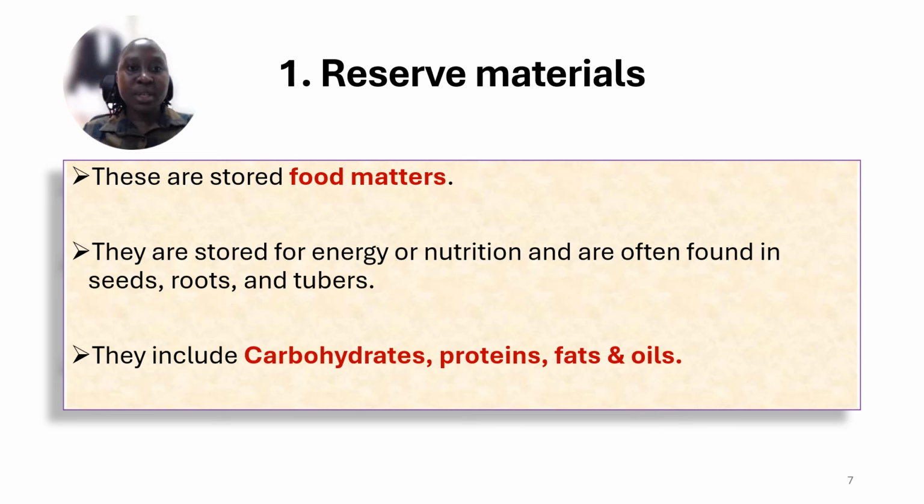So, on reserve materials, these are stored food matters, and they are stored for energy or nutrition, and are often found in seeds, roots, and tubers. We all know the role of food materials in the human body. The same applies to plants. So like I said earlier, they include carbohydrates, proteins, fats, and oils.